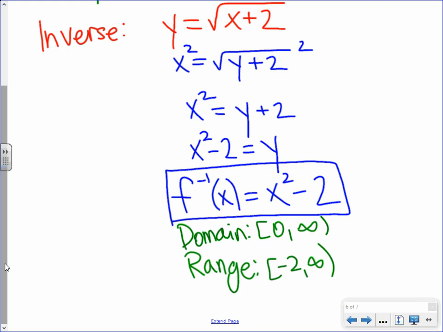Okay? Now, x squared minus 2. That doesn't usually have a domain of 0 to infinity. Doesn't that usually have a domain of all real numbers? So why is it 0 to infinity? Okay. Why is it half?